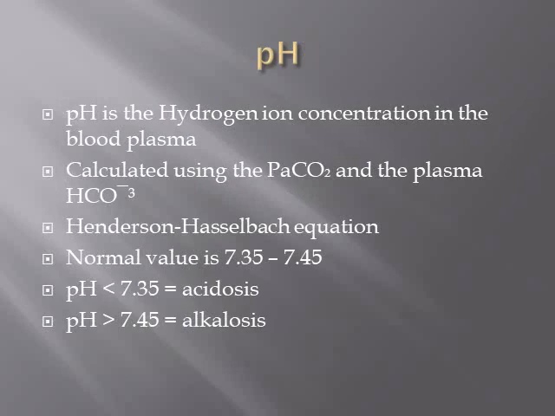pH. It's the hydrogen ion concentration in the blood plasma. It's calculated using PaCO2 and sodium bicarb. It's calculated using the Henderson-Hasselbalch equation, 7.35 to 7.45. Less than that is an acidosis. Greater than that is an alkalosis.